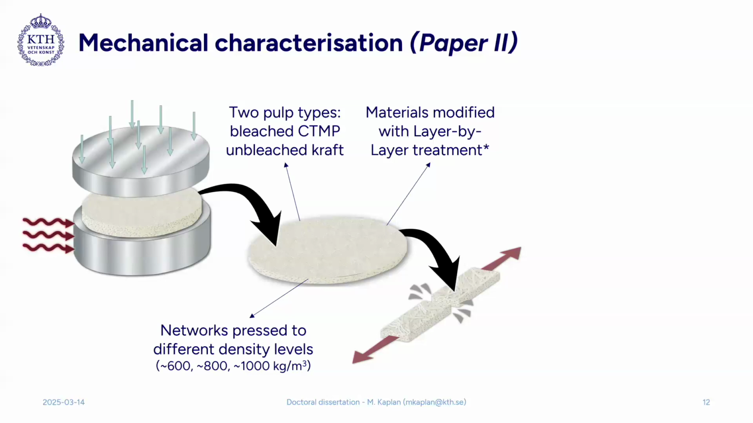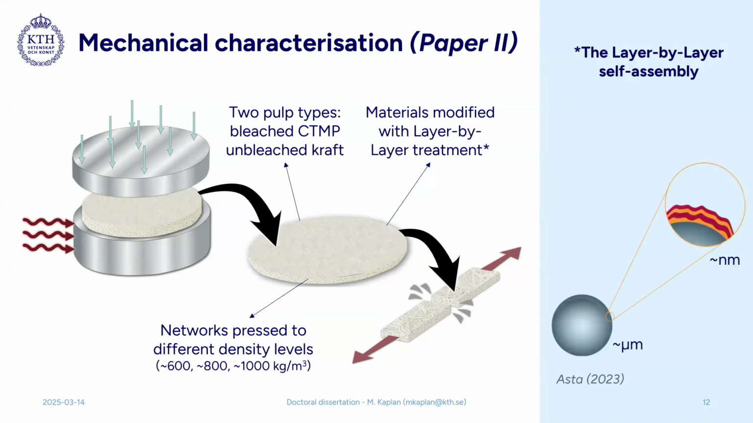And I will give you a super quick crash course on the layer-by-layer method. It's basically a way of putting polymer on the surface of the fiber. So in this case, it's 2 polyelectrolyte layers that together create a very good adhesion of the surface. And I will be talking a little bit about bilayers, and 1 bilayer is then 2 layers of polyelectrolyte.